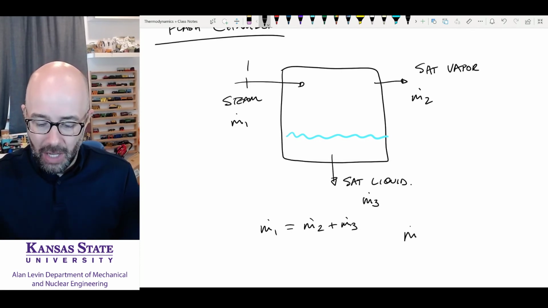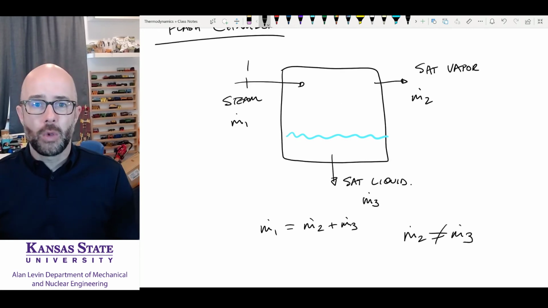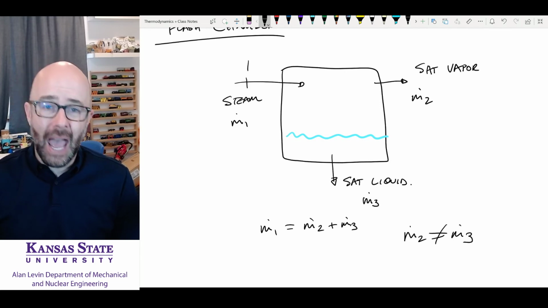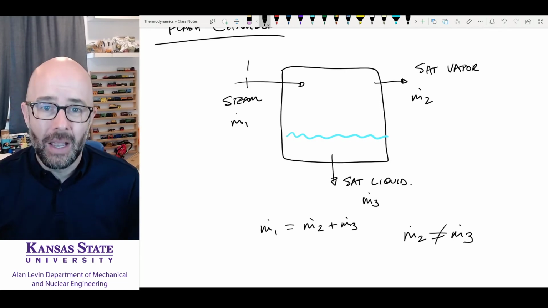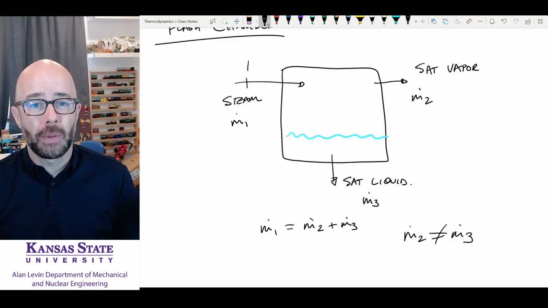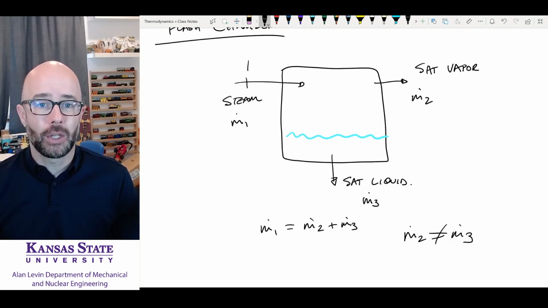But what you need to understand is that m dot 2 does not equal m dot 3. Okay, you can't say, well, half of it's coming in at 1 and half is leaving at 2 and half is leaving at 3. That isn't the case. You're going to have to use the first law of thermodynamics to determine what the mass flow rate is at 2 and what the mass flow rate is at 3. And you'll see some problems like this that I'm going to assign that you can look at.